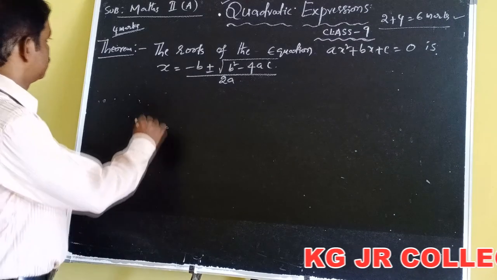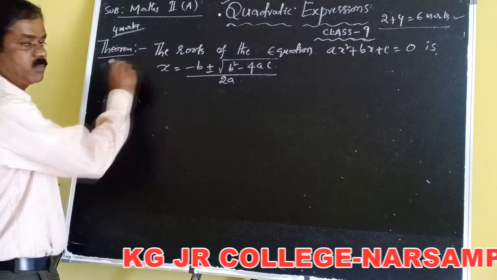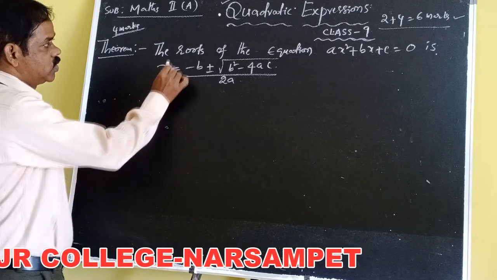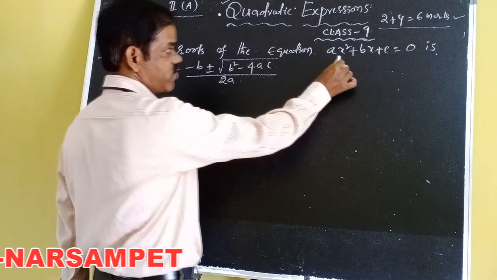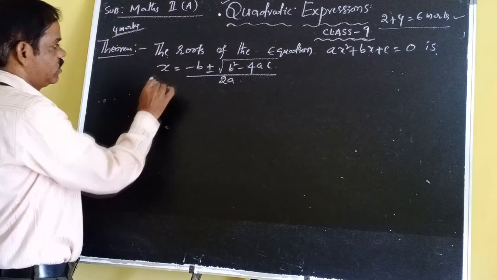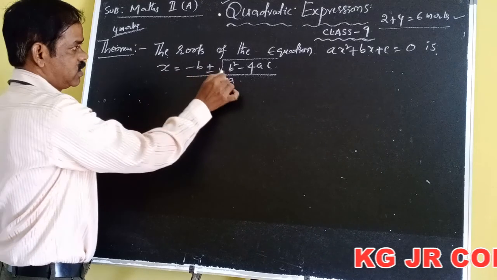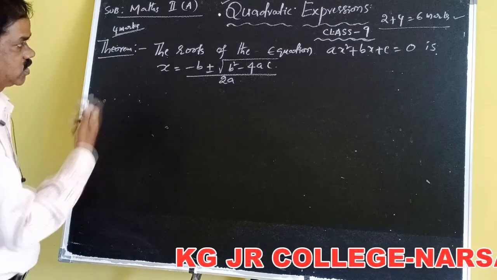Okay, next theorem on this topic, quadratic expression. The theorem statement is for 4 marks. The roots of the equation, what is the standard form of the quadratic equation? ax square plus bx plus c is equal to 0. For finding the roots, the formula is x is equal to minus b plus or minus the root of b square minus 4ac by 2a. Now we have to prove this theorem.